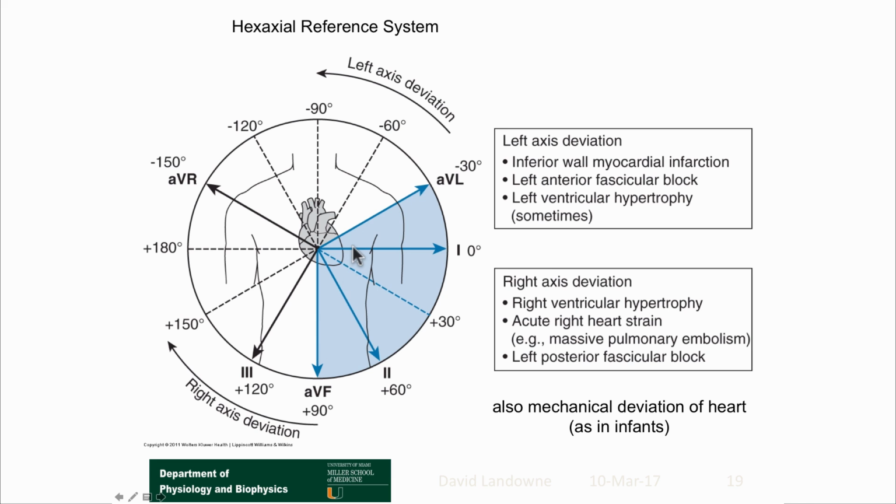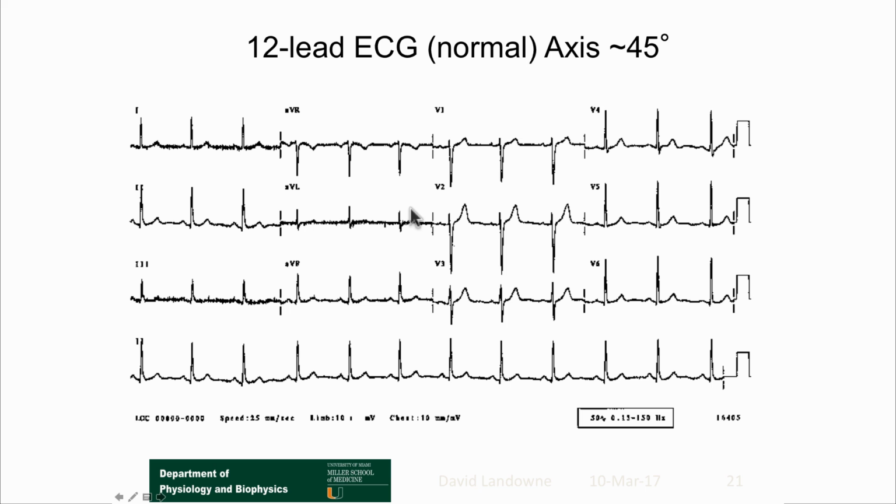And if we look at AVL, you can see that this 45 degree mean axis would be almost at 90 degrees, so it would be slightly positive. So that would give us a positive potential on AVL, which is shown here, which would be rather small. Okay. Now, we see that our T wave is the same polarity as our R wave, which goes along with the known properties of the depolarization of the heart, which is that the repolarization is taking place in the opposite direction as the depolarization.